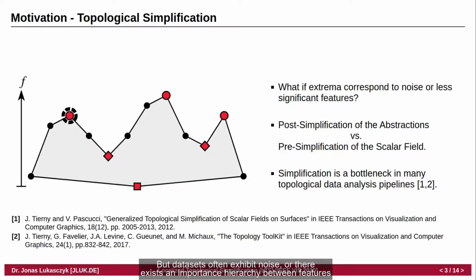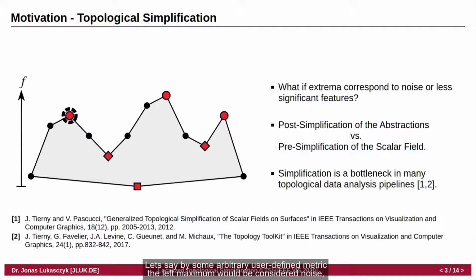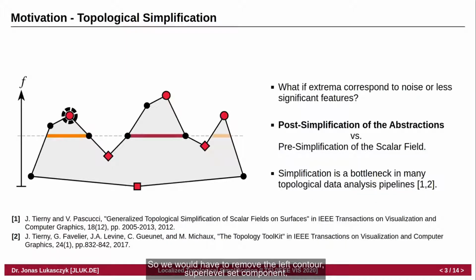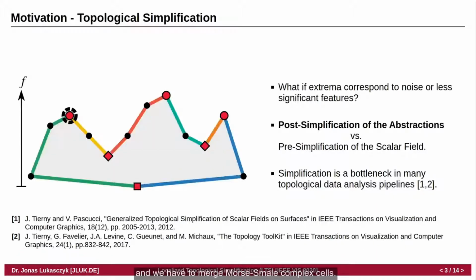But datasets often exhibit noise, or there exists an importance hierarchy between features that can be used to filter features. Let's say by some arbitrary user-defined metric, the left maximum would be considered noise, so we want to filter any topological abstraction that is associated with it. Of course, we can compute the abstractions as before and then post hoc determine which part of the abstractions belong to that discarded maximum and then remove them. So we would have to remove the left contour, super-level set component, merge tree arc, crown component, and we would have to merge more Morse-Smale complex cells.